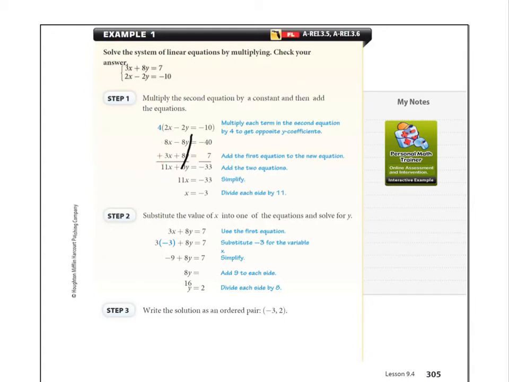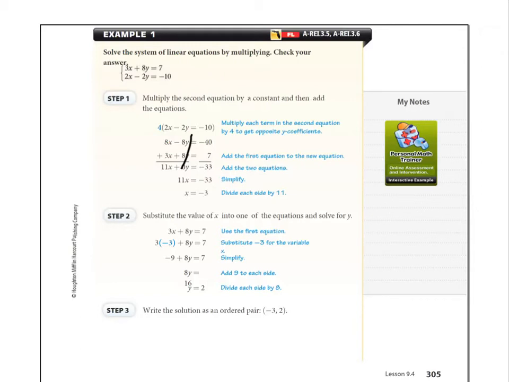8x plus 3x is 11x. Negative 40 plus 7 is negative 33. And then we solve for x by dividing both sides by 11. Just like every other problem, you have to have both x and y values. So we plug the x back in. You can choose either equation. Since the first equation is all positive, I would recommend doing that one, which is what they chose as well. And when they plugged it back in, they got an answer of 2. So the solution is negative 3, 2.